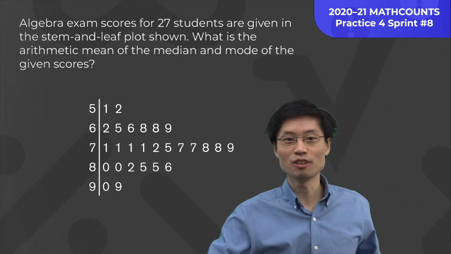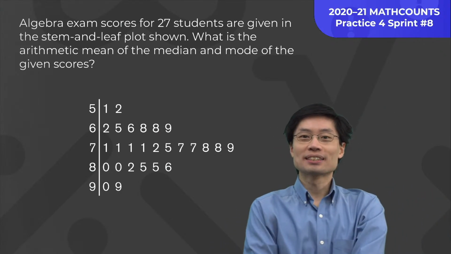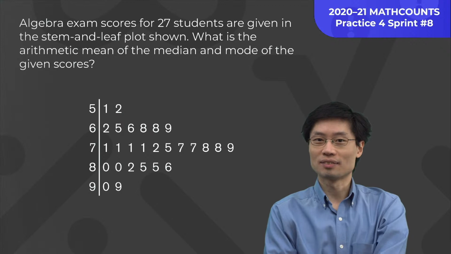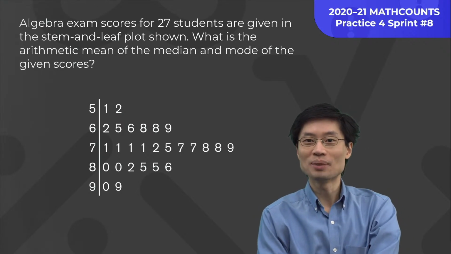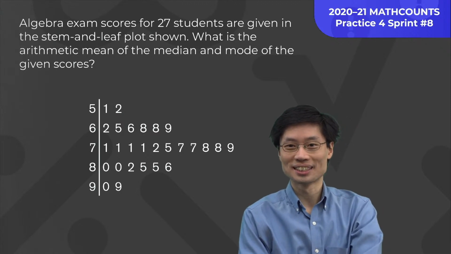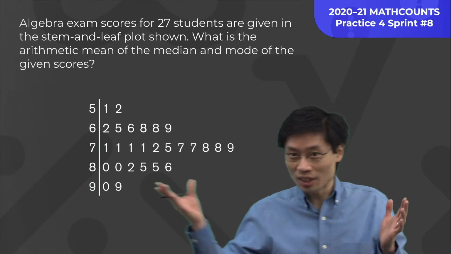Oh, stem and leaf plot. Algebra exam scores for 27 students are given in the stem and leaf plot shown. What is the arithmetic mean of the median and mode of the given scores? Yikes. Okay, first of all, how do you read these things?